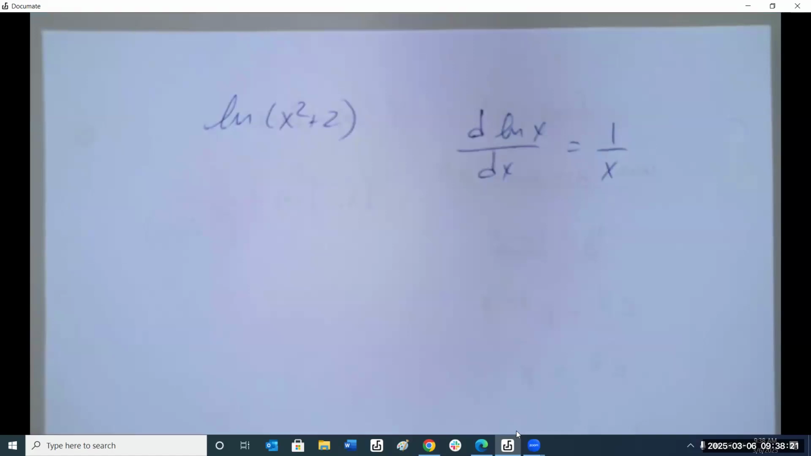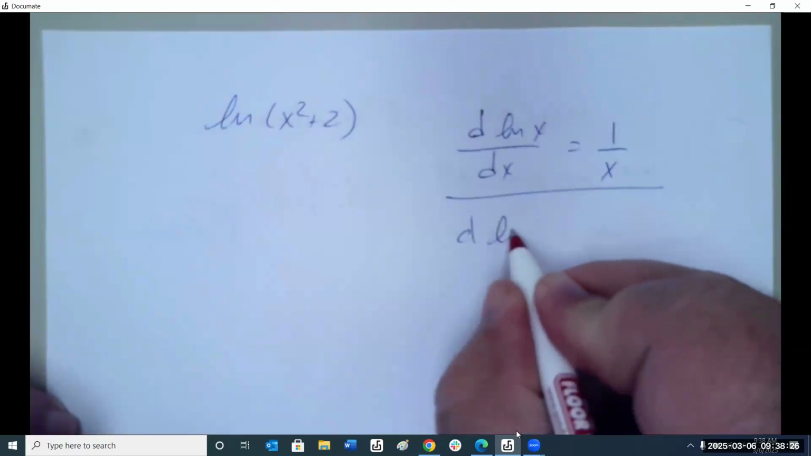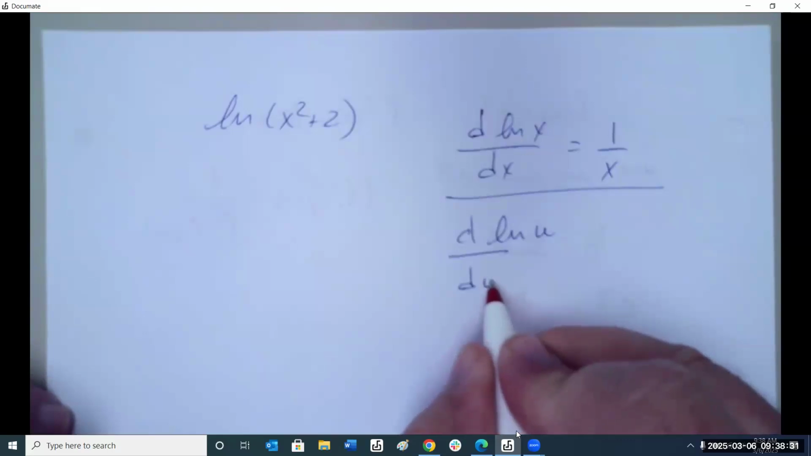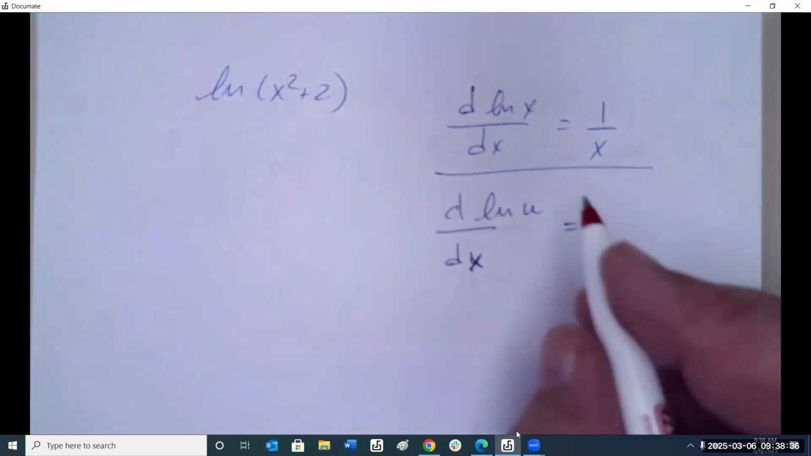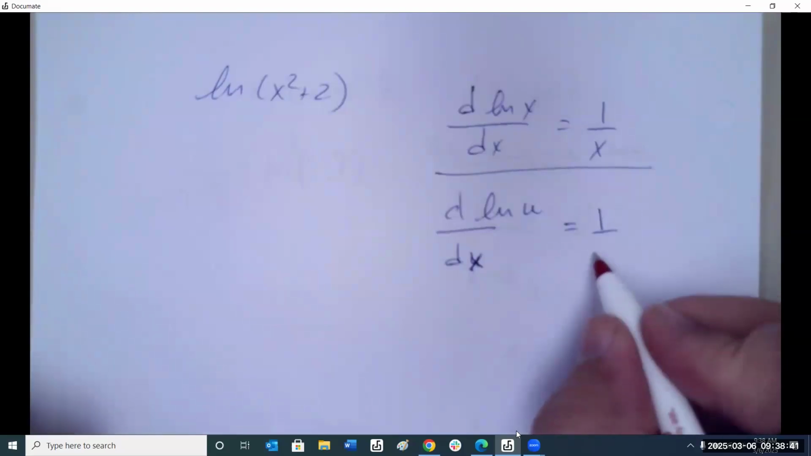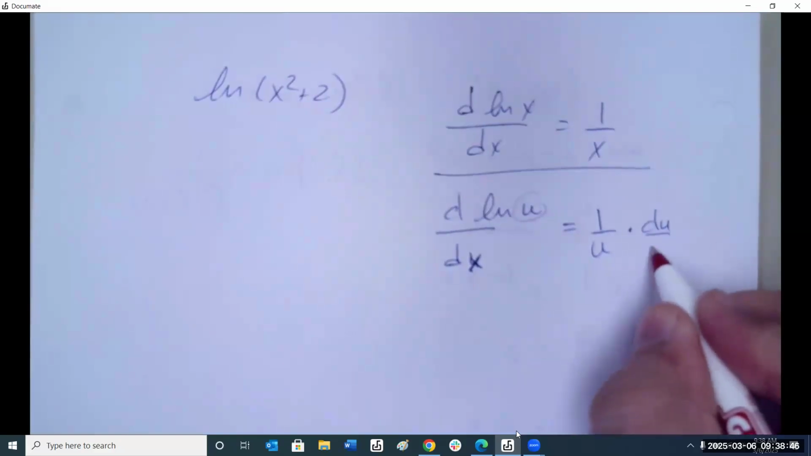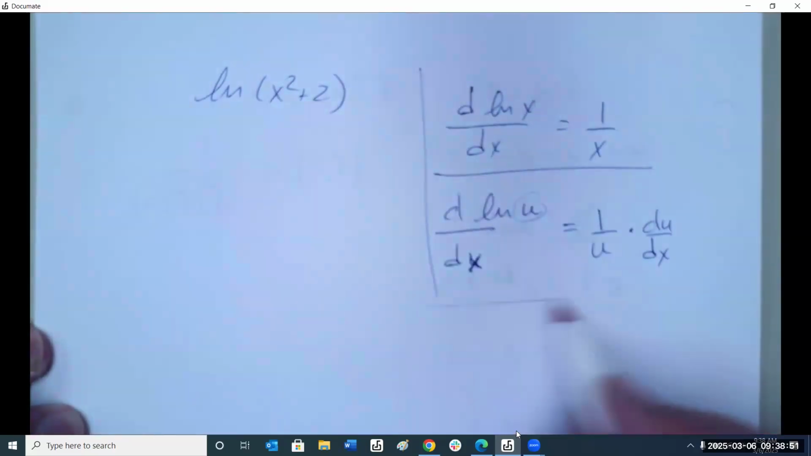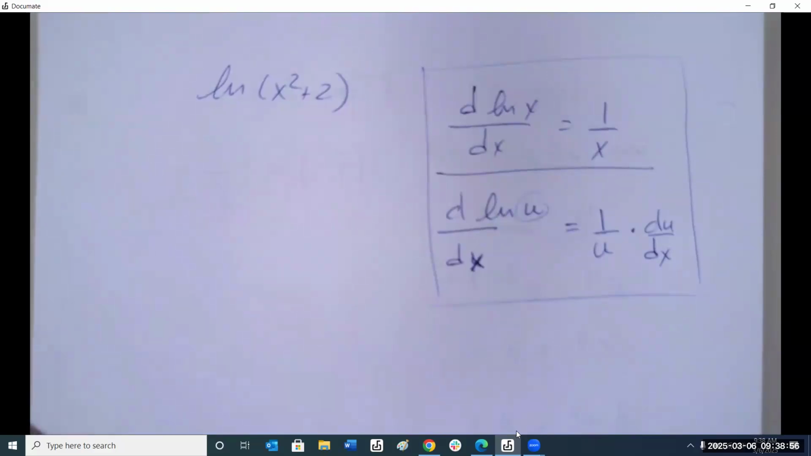So far we know that. But the general rule, if we had an equation there, it's a chain rule. So we take the derivative of ln, which is 1 over the operation, 1 over u, times du dx, the derivative of that operation. This is the general rule of the derivatives of logs or natural logs.